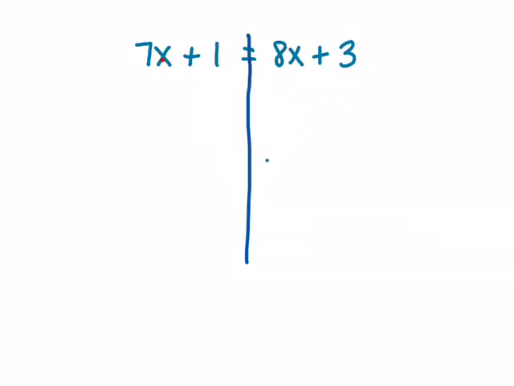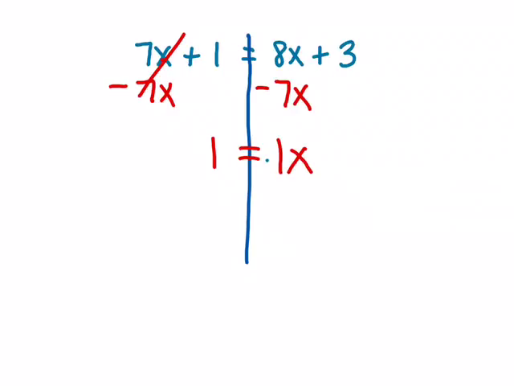get the variable on one side. So again, I'm going to move the smaller one. I'm going to move the 7x. Since it's positive, again, I want to subtract 7x to get rid of it on both sides. 7x minus 7x is 0, so that cancels, and I'm left with 1. 8x minus 7x is 1x.